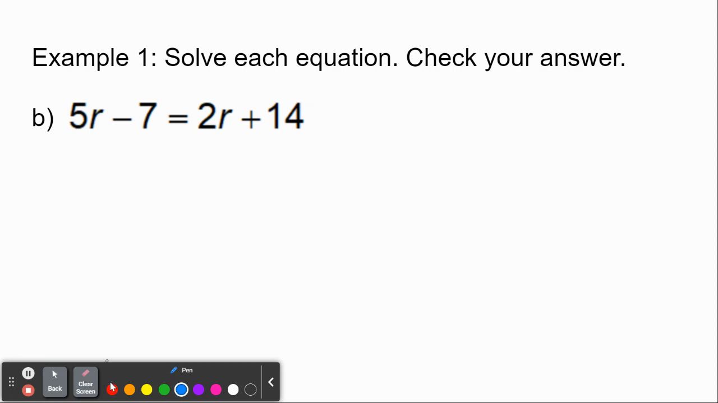Okay, solve the equation, check the answer. So 5r minus 7 equals 2r plus 14. So I'm going to draw this line. So again, I see no parentheses, so no distribution.